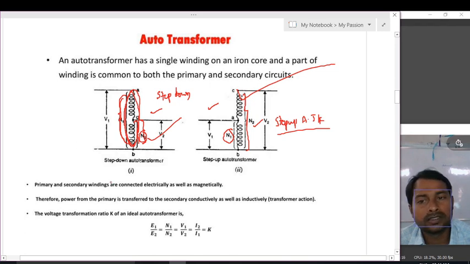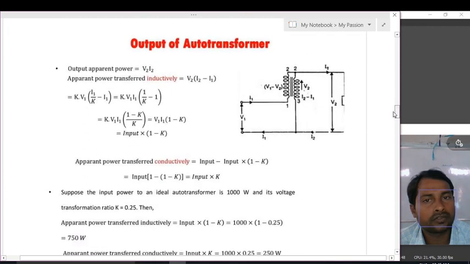As already discussed, the winding is electrically as well as magnetically connected, so power can be transferred through induction and also through conduction. The turns ratio is N1 by N2 equal to V1 by V2 equal to I2 by I1, which is similar to the two winding transformer. So let us discuss the output of the transformer.